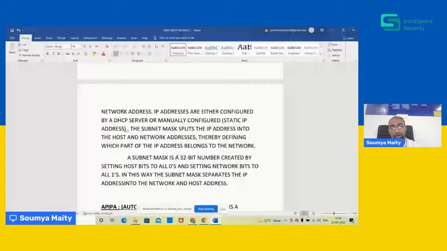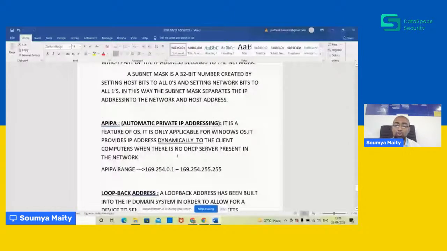Next term is APIPA. What is APIPA? The full form of APIPA is Automatic Private IP Addressing. It is a feature of the OS, applicable only for Windows, and it provides IP addresses dynamically to client computers when there is no DHCP server in the network, or when there is a problem with the DHCP server. Then APIPA comes into play.